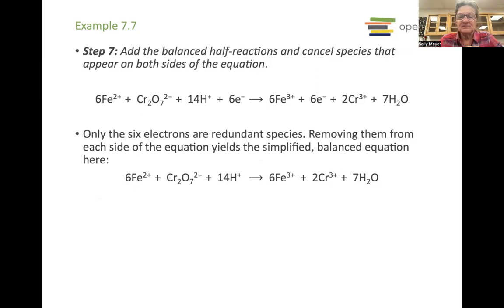So once we add them together, 6 electrons, 6 electrons, the electrons always have to cancel. You can't use more or create more from the oxidation or reduction. And then when you look at the other species, I don't think there are any spectators. Nope. So everything else remains as is.